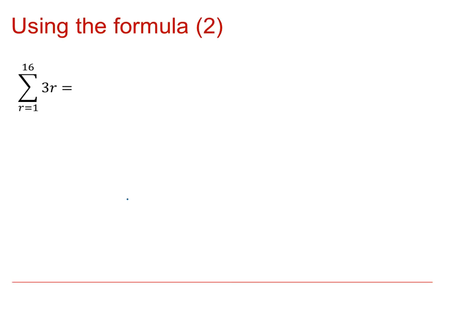Another example of using the formula is the sum of 3r from r equals 1 to 16. Let's set this out as a pattern first and see what it looks like. It's 3 times 1 when r is 1, then 3 times 2 when r is 2, 3 times 3 when r is 3, and we're going all the way up to 3 times 16 when r is 16. Not to forget that sigma means find the sum of these terms.